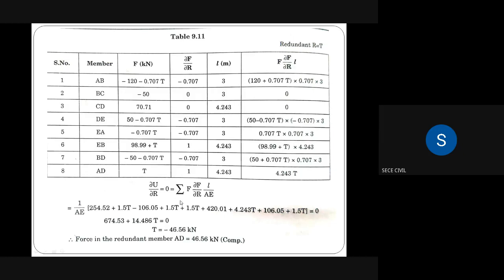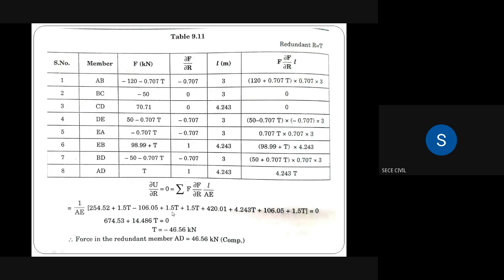That is equal to summation F into dou F by dou R into L by AE. So we are summing all the values in the last column. 1 by AE: for all the members AE is constant, so we took AE as a common constant. So 1 by AE into 254.52, which is the value of the first member AB. If we multiply these values, we get 254.52 plus 1.5t minus 106.0.